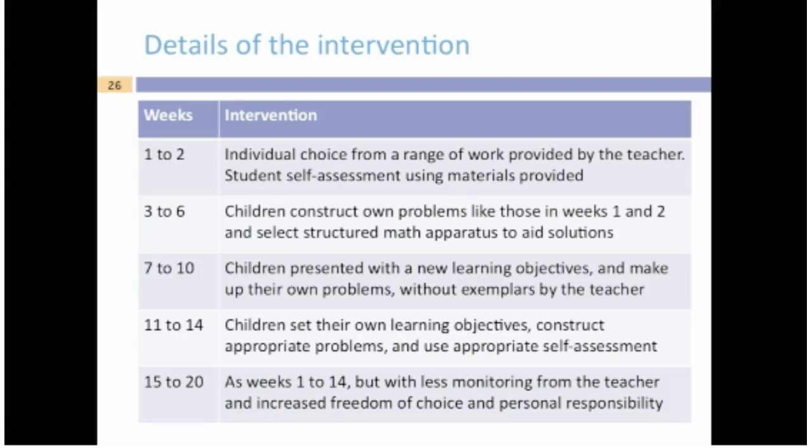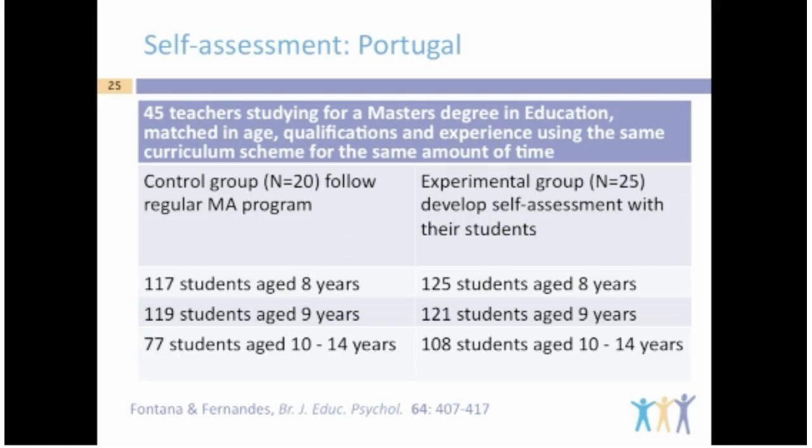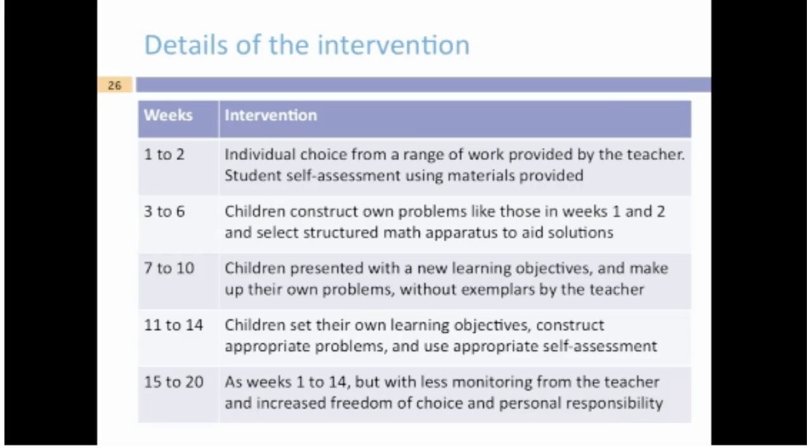So the details of the intervention were as follows. It was a 20-week intervention, and in the first 2 weeks, students were allowed to choose from a range of work provided by the teachers. These were kids as we saw in this earlier slide. Most of them were 8 or 9. Some of them were age 10 to 14 as well, largely because they'd actually been repeating a grade. So most of the students were 3rd, 4th, and 5th graders. So in the first 2 weeks, they were allowed to individually choose from a range of work provided by the teacher, and then the teacher also provided students with self-assessment materials.